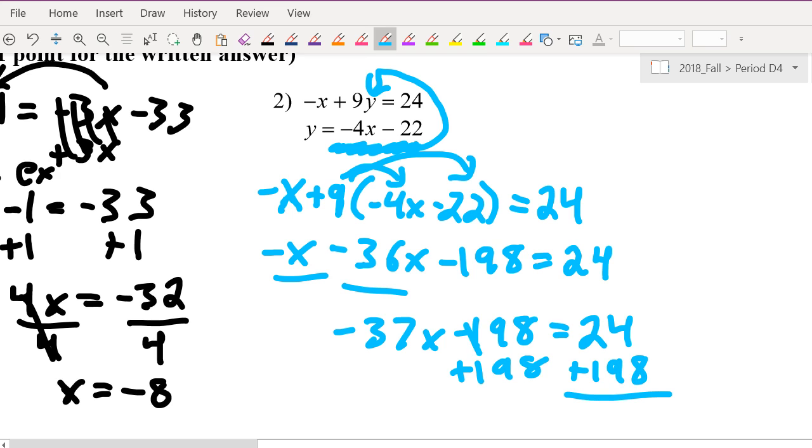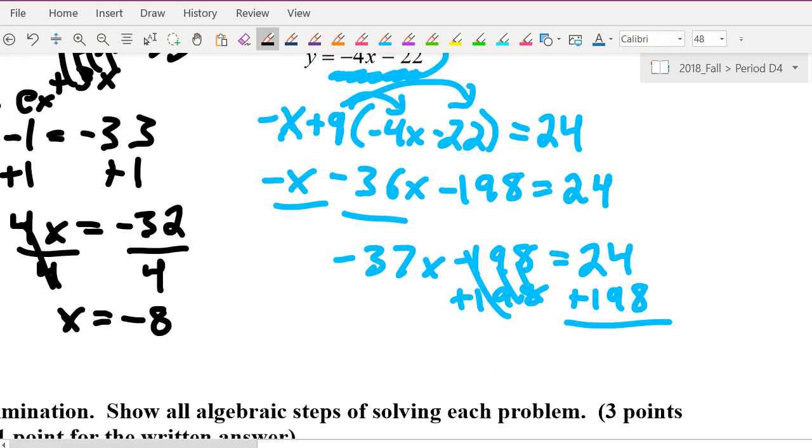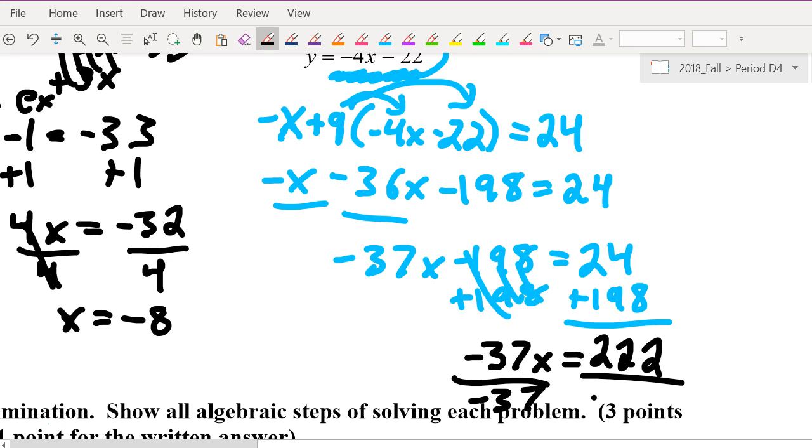And we get 222. Negative 37x equals 222. Alright, and we divide by negative 37. Does it come out even? Sure does. X is negative 6. Lucky us.